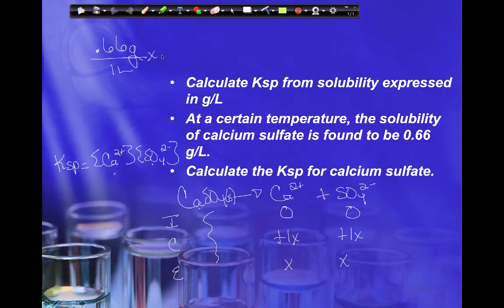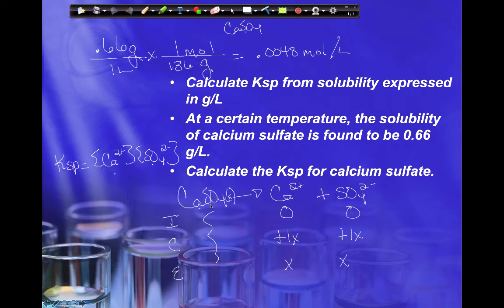So now, the liters is fine. I need to get rid of the grams. I need moles on top. 1 mole is equal to 136. So that comes from the molar mass of calcium sulfate. So that's mass of 1 calcium, mass of 1 sulfur, and 4 oxygens. So that will give me 0.0048 moles per liter. So my solubility is 0.0048 moles per liter.